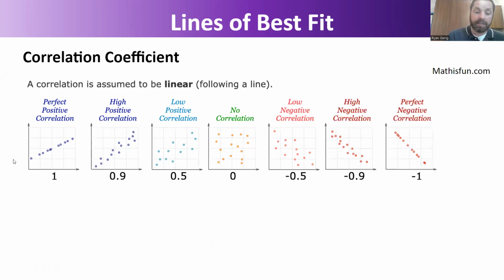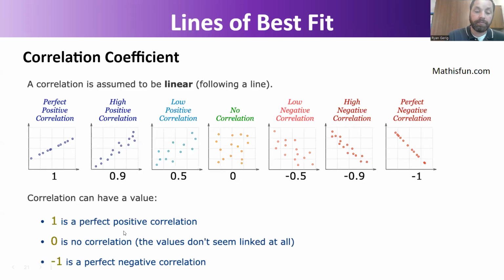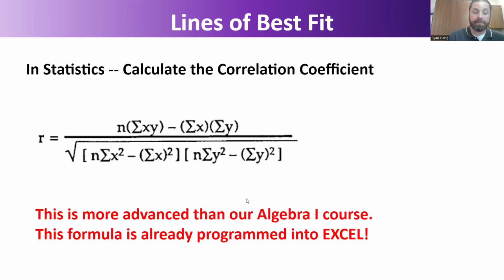Now, what I want you to see is that the range of values for the correlation coefficient are between 1 and -1. 1 is a perfect positive correlation. -1 is a perfect negative correlation. 0 is no correlation. So the closer the correlation is to 0, the less correlation the two events have. The closer they are to 1 or -1, the stronger the correlation.